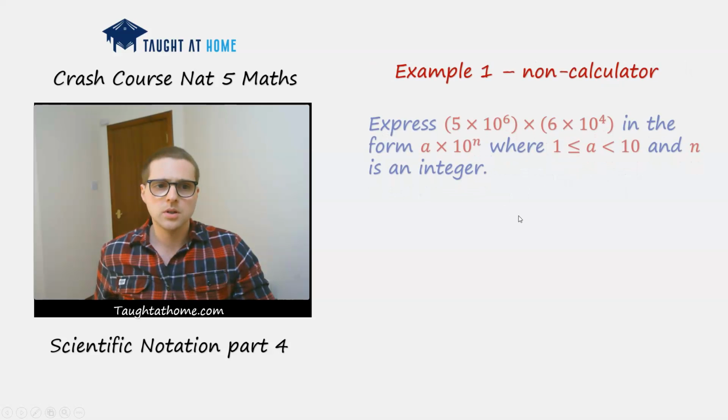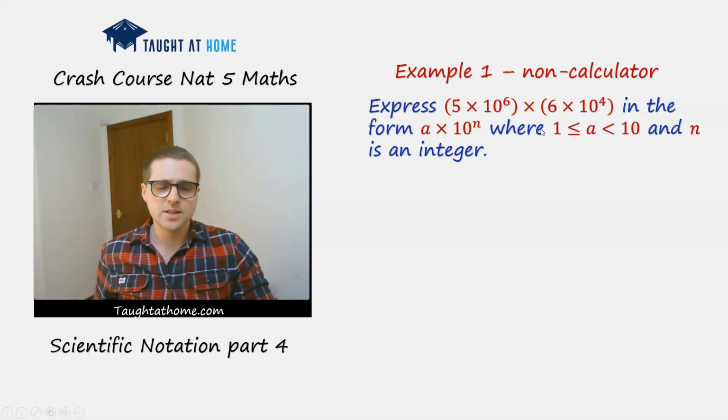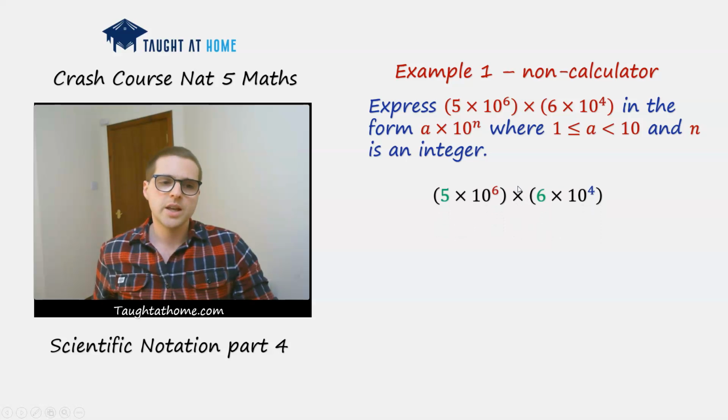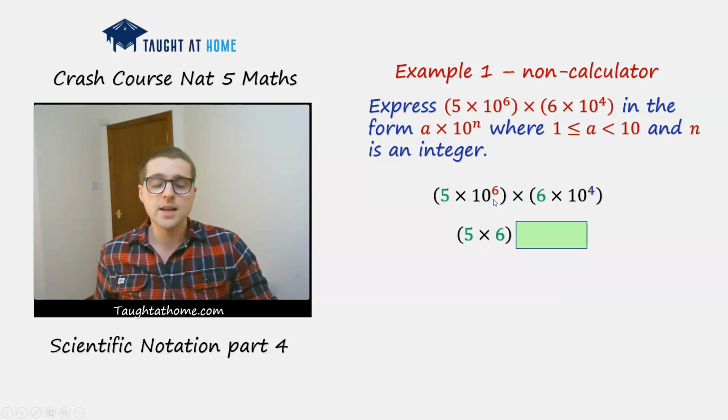Okay, question 1. Express 5 times 10 to the 6 times 6 times 10 to the 4 in the form like this. So this is just standard scientific notation. Okay, so what we can do is writing it out like this, we can see that we're actually multiplying 5 by 10 to the 6 by 6 times 10 to the 4. So we can group together the 5 and the 6, and we can group together the base 10s. So we've got 5 times 6, and then that's been multiplied by 10.